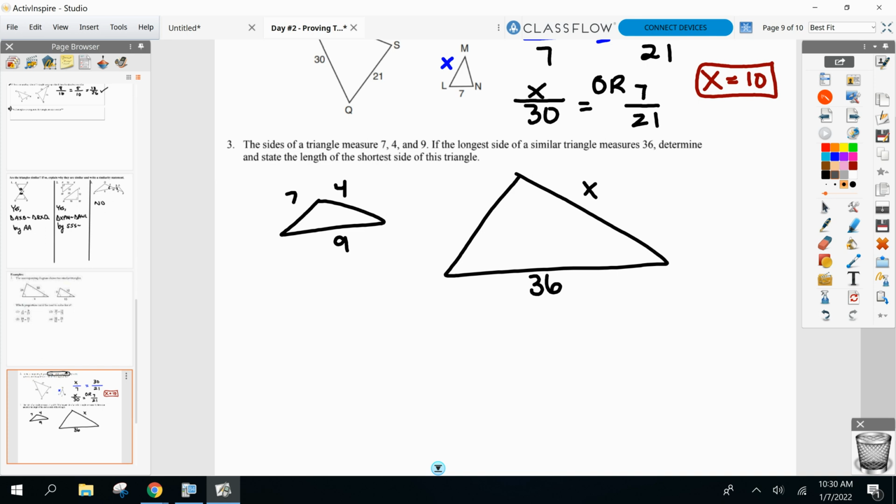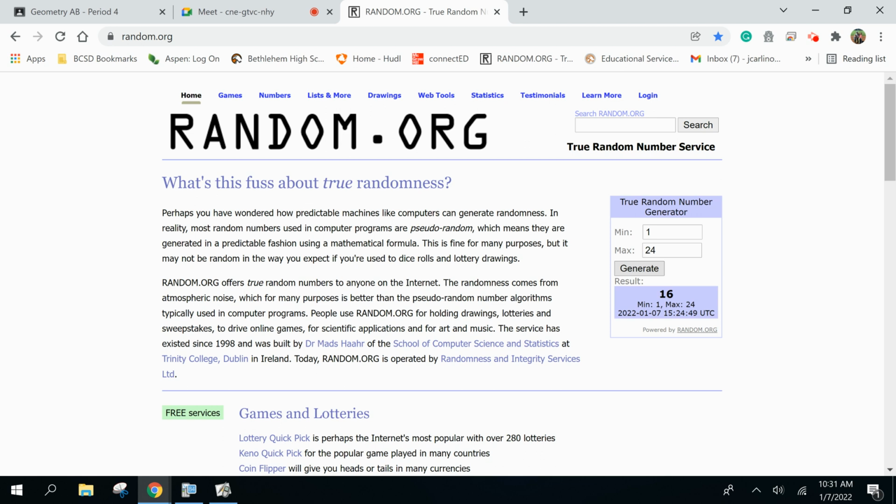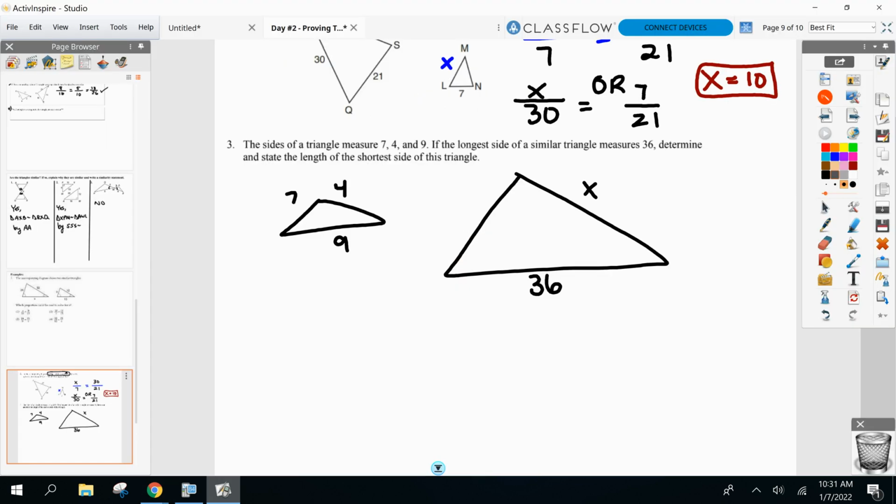My biggest worry in this unit with you guys is setting up a correct proportion. How's it going with this, number 3? How's it going setting up your proportion? All right, can I hear your proportion that you set up? I think I have the one.